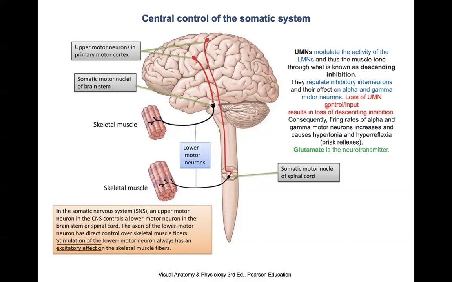Loss of upper motor neuron control or input results in loss of descending inhibition. So in a way, what we would like to prevent is the following. We don't want the lower motor neurons to be hyperactive, because hyperactivity of lower motor neurons would lead to hyperreflexes, exaggerated reflexes. In order to prevent this from happening, we need the upper motor neurons. So they modulate the activity of the lower motor neurons. Glutamate is the neurotransmitter.